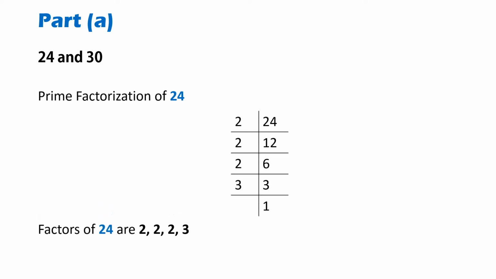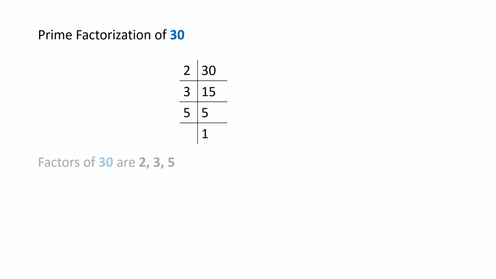Part A. By prime factorization of 24, we have factors of 24 that are 2, 2, 2, 3. By prime factorization of 30, we have factors of 30 that are 2, 3, 5.